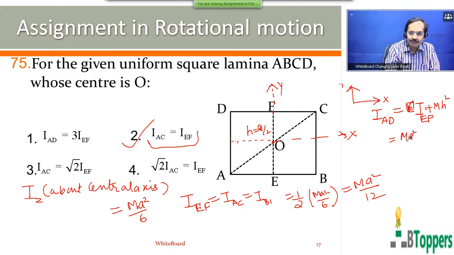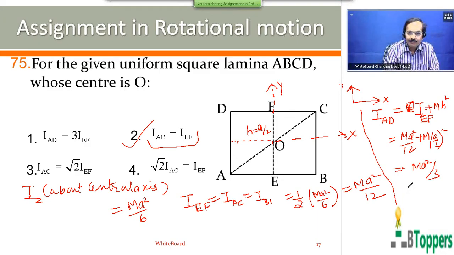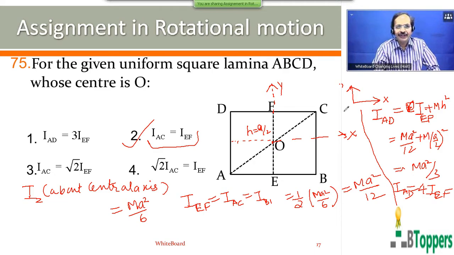So that is equal to, this is MA square by 12, h you can write a by 2. So that will be MA square by 3. That will be 4 times the moment of inertia about the axis EF. To compare. So if you want to copy the working, you can take a pause and copy the working.